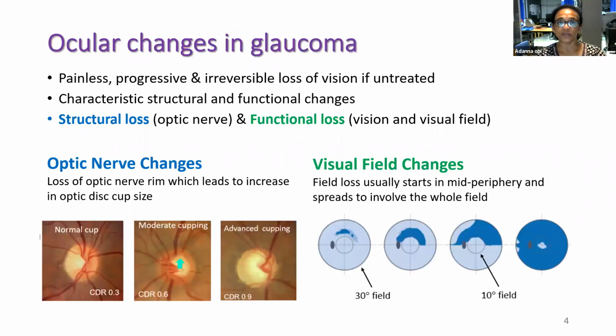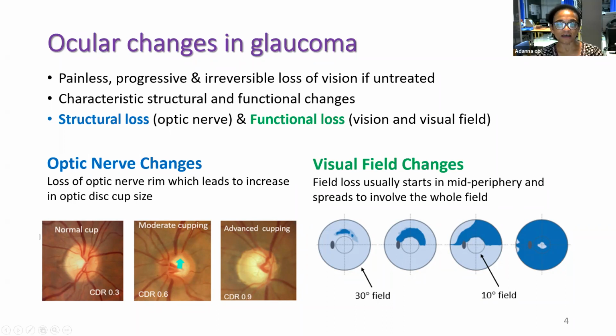So we know it's generally painless glaucoma, so even the angle closure is generally painless. It is progressive, and the visual loss is irreversible. So if you don't treat it, you end up being blind. You get these characteristic structural and functional changes. We think about glaucoma changes in two ways. Structural is anything to do with the optic nerve, what you see and what you measure of the optic nerve, and then the functional loss is what happens to your vision and the visual field.